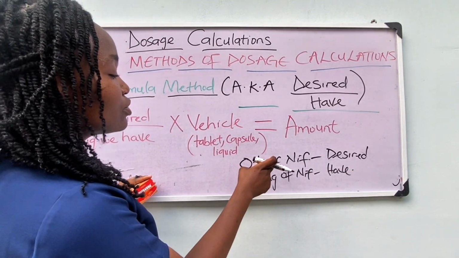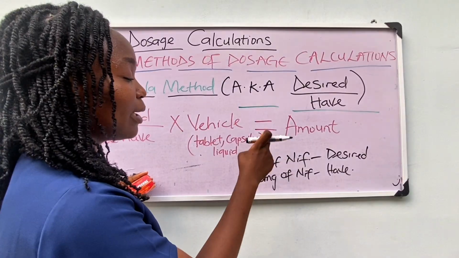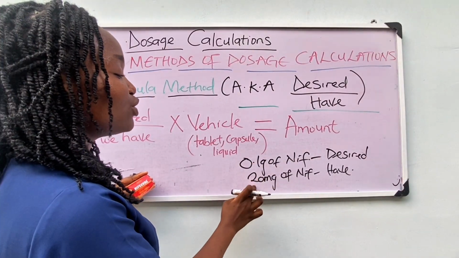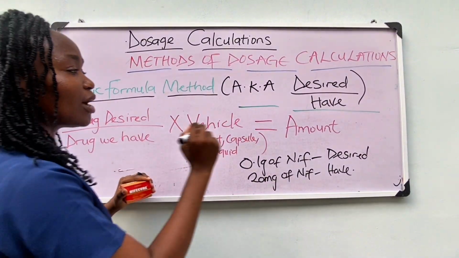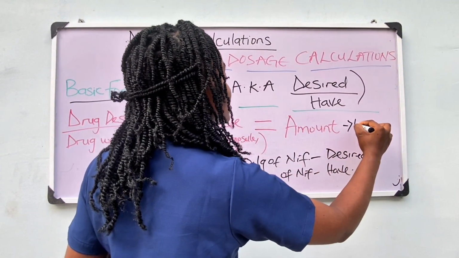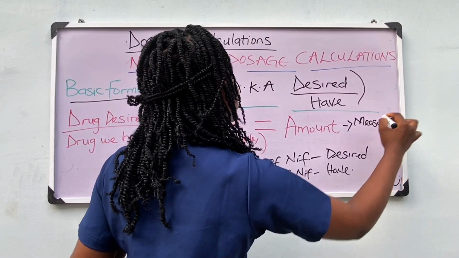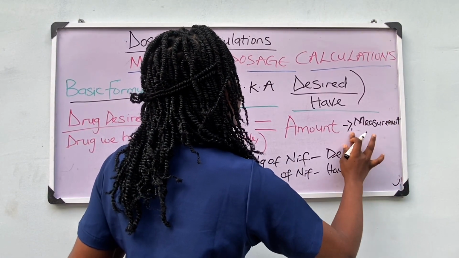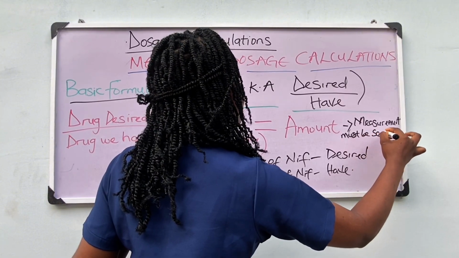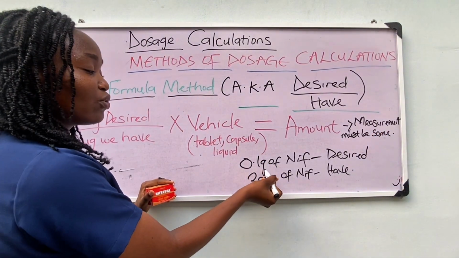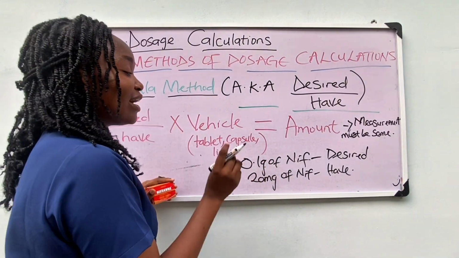Well, we cannot use 0.1 gram to cancel out 20 milligram if they are not in the same metric unit. So the first thing you would want to do is to convert before solving, because there's one thing you need to note about the desired over have method: the measurements must be the same. If the measurements are the same, then you can begin to solve. But if they are not the same, you cannot cancel out, because gram cannot cancel out milligram. So we are going to convert.